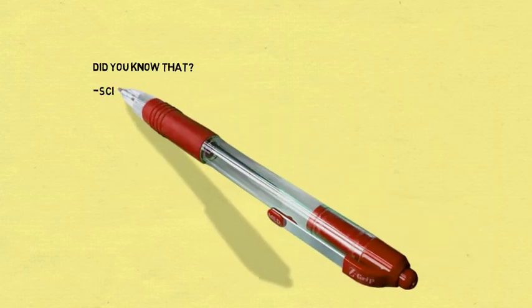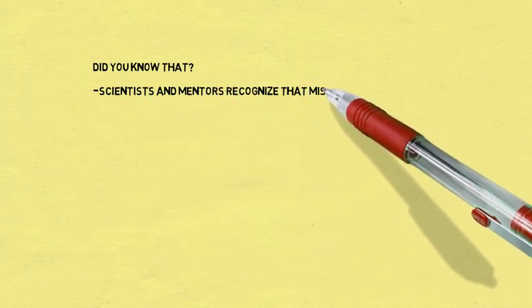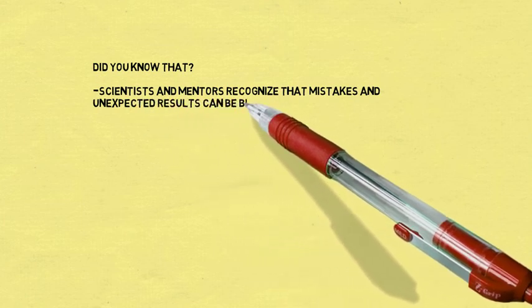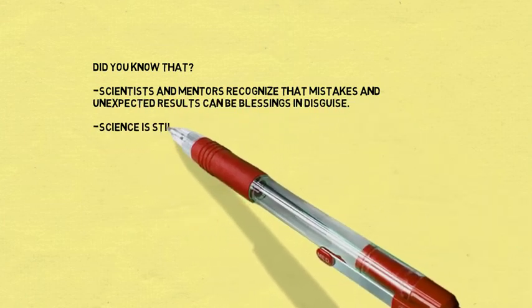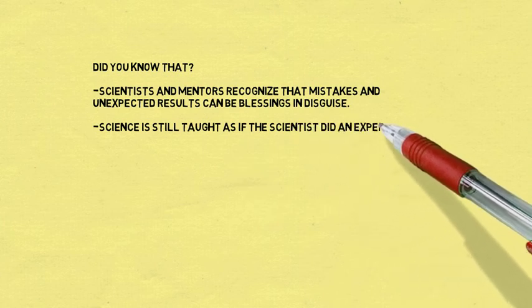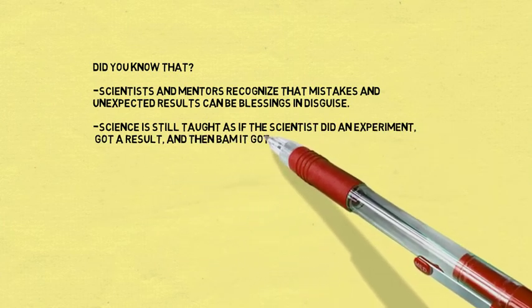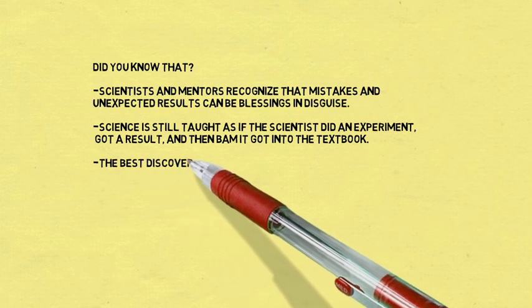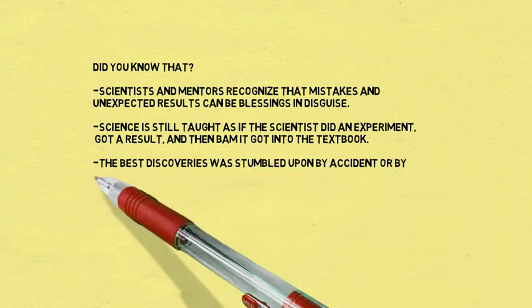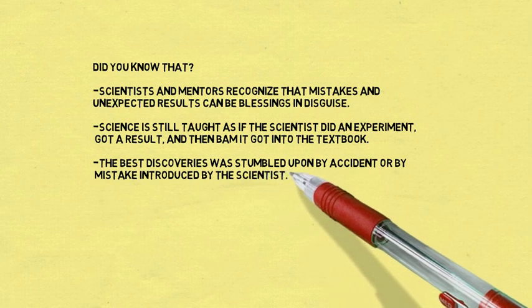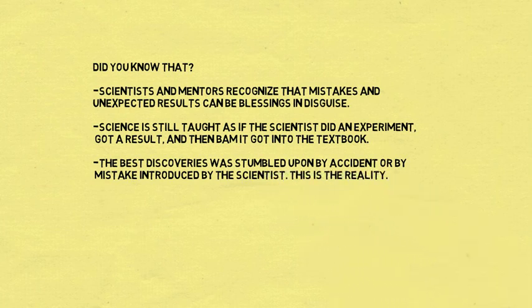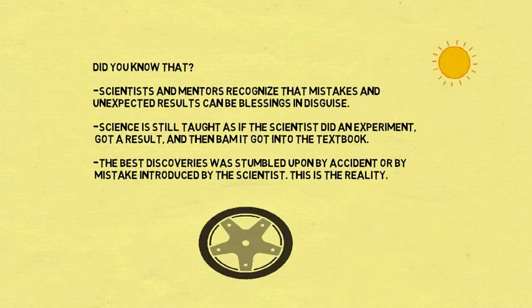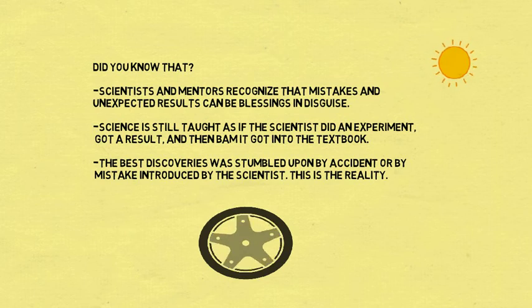So do you know that scientists and mentors recognize that mistakes and unexpected results can be a blessing in disguise? Science is still taught in schools as if the scientists did an experiment, got the result, and then bam, it got into the textbook. The best discoveries, though, were stumbled upon by accident or by a mistake introduced by a scientist. So sometimes a scientist will look for something, and then they end up finding something completely different. And then they go forward with that experiment. So that's also very cool.